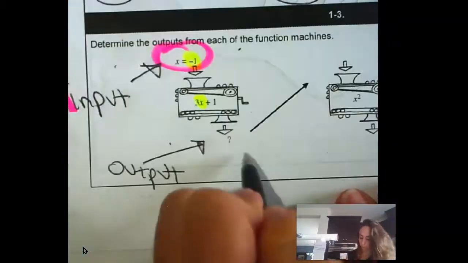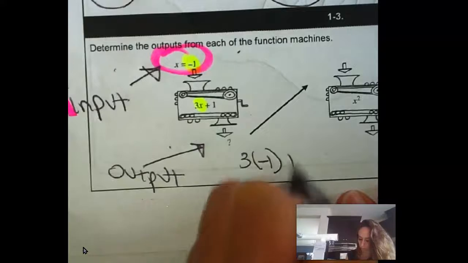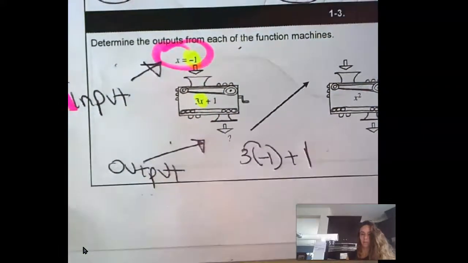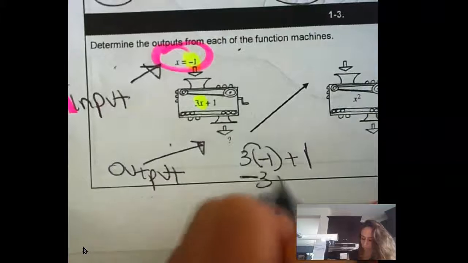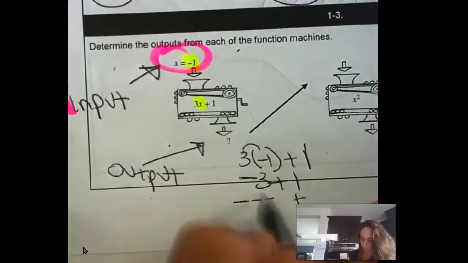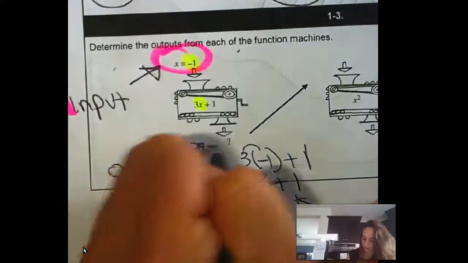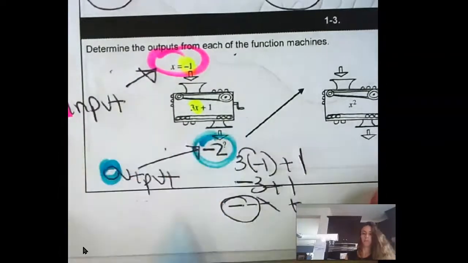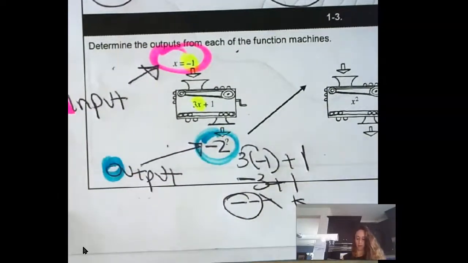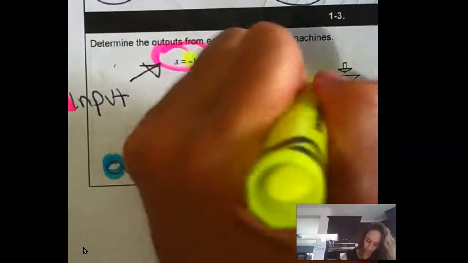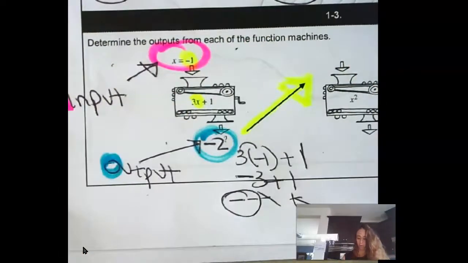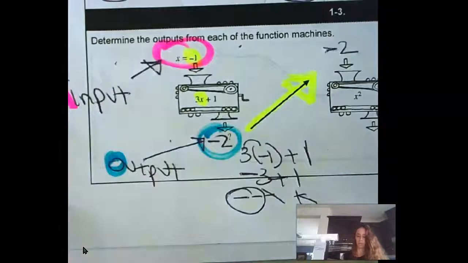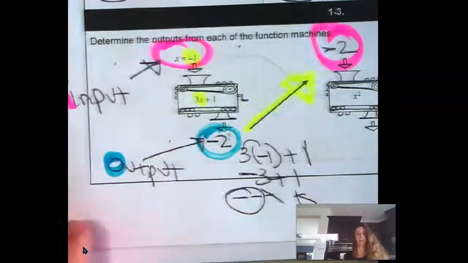So I would go 3 times negative 1 plus 1. 3 times negative 1. When they touch, it means multiply. Negative 3 plus 1, boom, negative 2. So if you look, my output is negative 2. But now they want you to come over here and go, well, now my output over here is now my input over here.